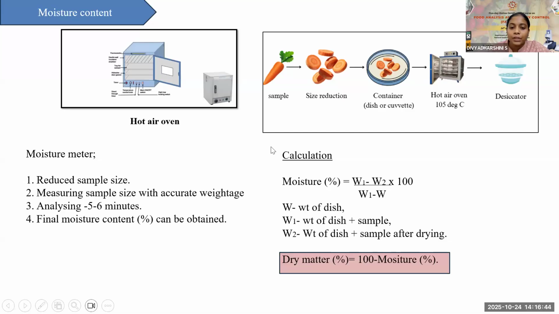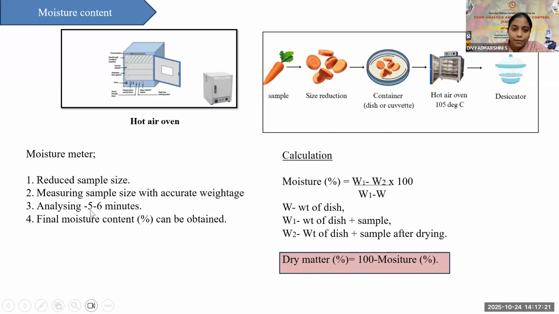Here we are taking three weights. One is W, the weight of the dish, and W1 is the weight of the dish plus sample. So if I am taking 5 grams of sample, I have to add 5 to the weight of the petri dish, which might be 28 to 31 grams. And W2 is the weight of the dish plus sample after drying. We can't weigh the sample while it is hot. We have to keep it in a desiccator, and once it is cooled down, we take the weight. With this we can also calculate the dry matter percentage: 100 minus the moisture percentage calculated, and we get the results.